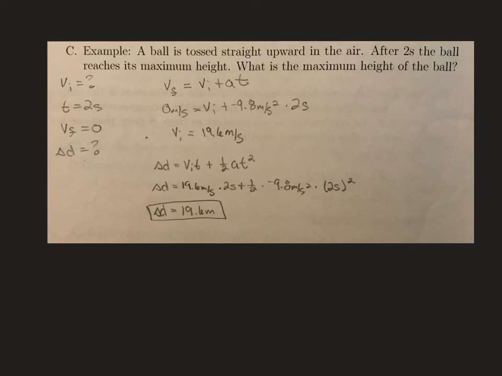This means that to go from our v initial of 19.6 meters per second up to max height where v final is equal to 0 meters per second, the distance between here and here is going to be 19.6 meters, and it's going to take 2 seconds in order to travel that distance.